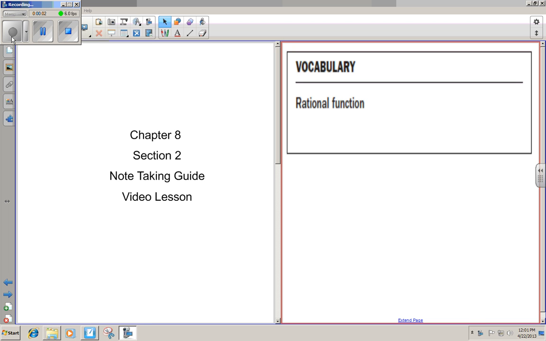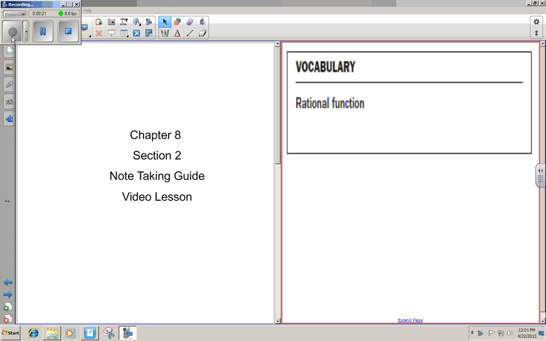All right, welcome back. This is Chapter 8, Section 2, entitled Graphing Simple Rational Functions. You're definitely going to want to have your calculator handy because we're going to be doing pretty much all of the graphing with the calculator. We'll be looking at the table that the calculator provides for you as well.